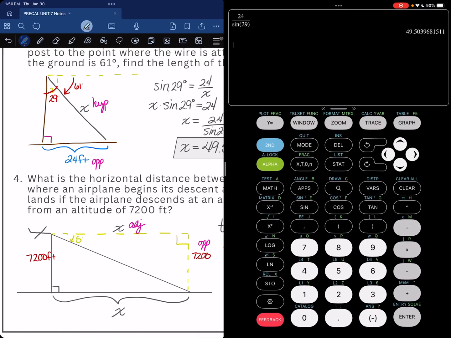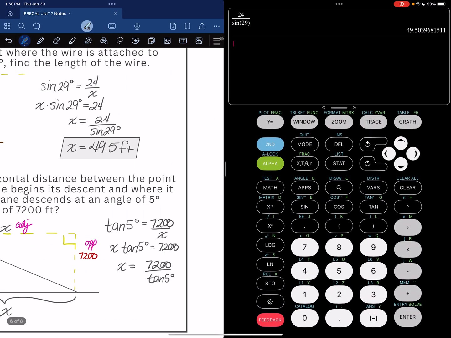It's a little easier to have these both on the same screen. Okay, so get my fraction, 7,200 over tangent 5 degrees. All right, press enter. Woo, quite a distance. Okay, so let's see what this is. This is going to be 82,296.4 feet.